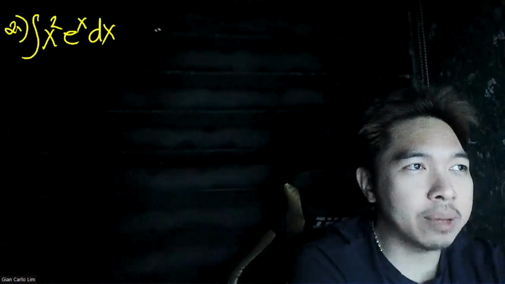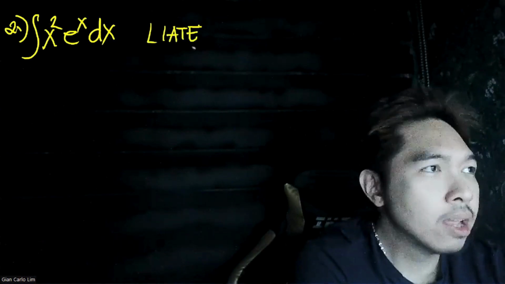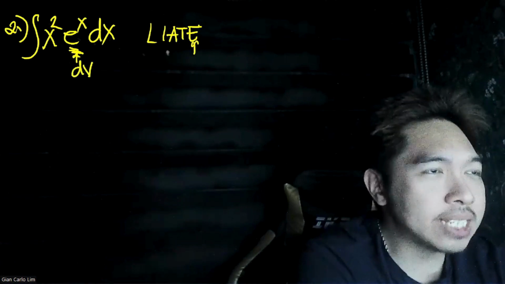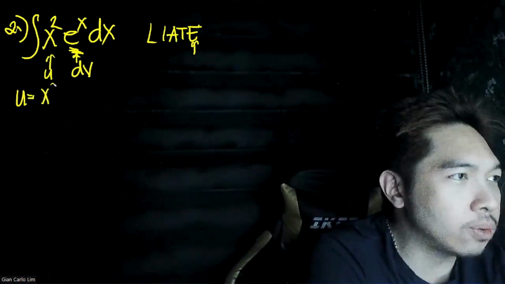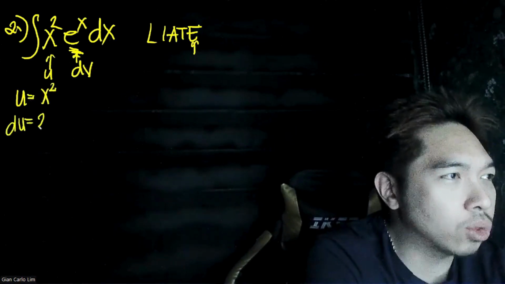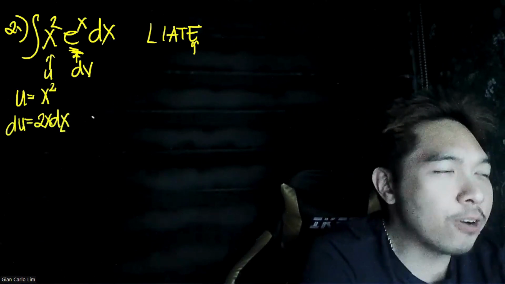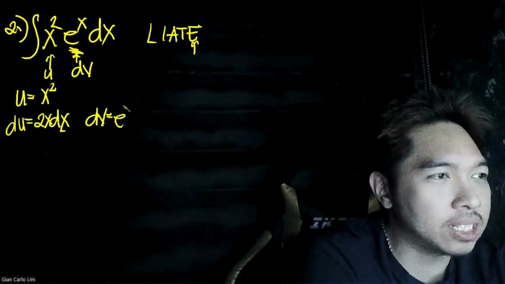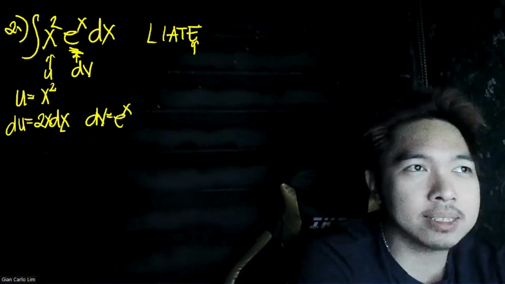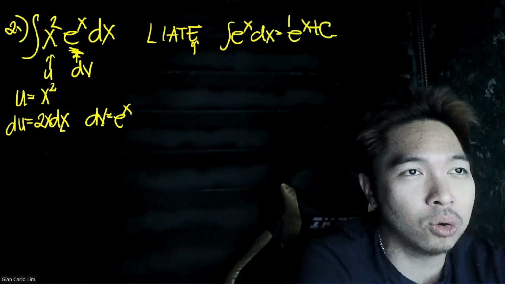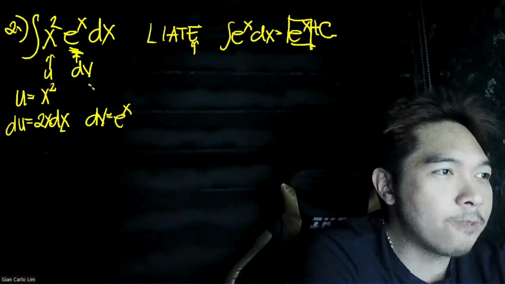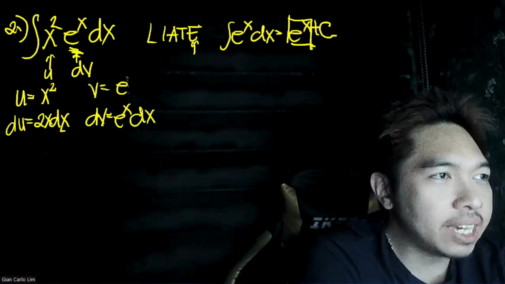Recalling the mnemonic LIATE, we have here an exponential function, e raised to x. Therefore, definitely, we set this as our dv. And x squared is algebraic, so we let this be our u. So we let u be equal to x squared. Our du would then be equal to 2x dx. Then for the integral side, we have dv equal to e raised to x. And what is the integral of e raised to x? The integral of e raised to x dx is e raised to x plus c. So we only take e raised to x to get our v. Therefore, v is equal to e raised to x.